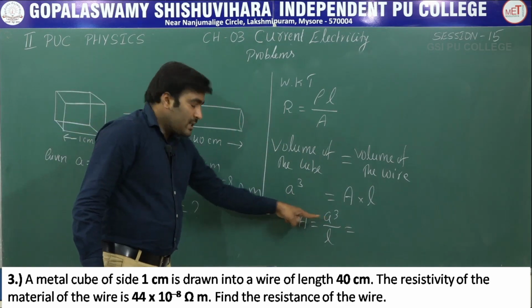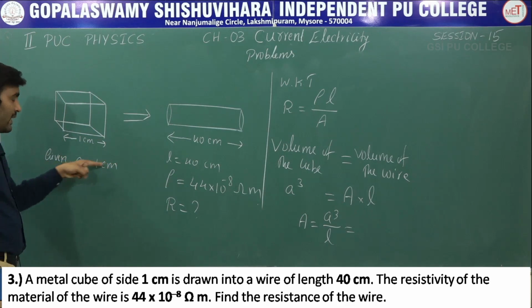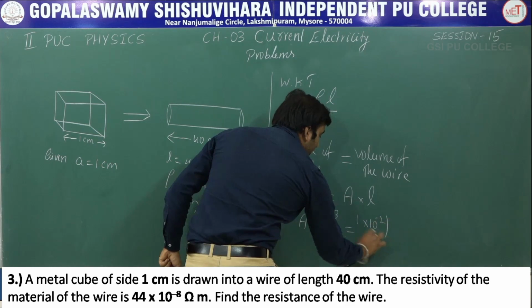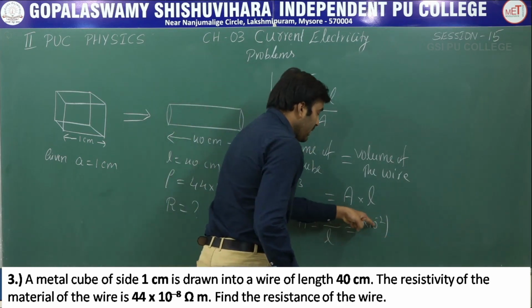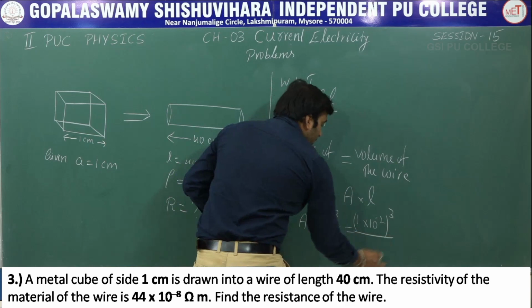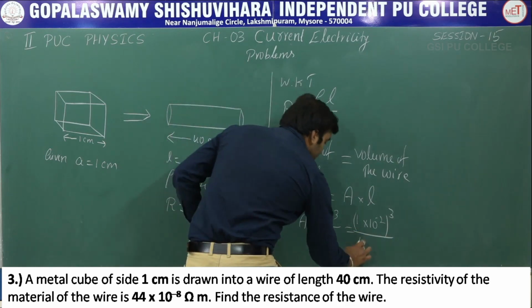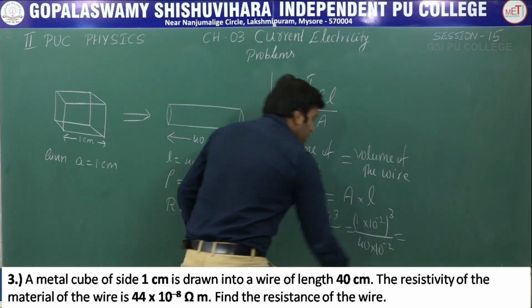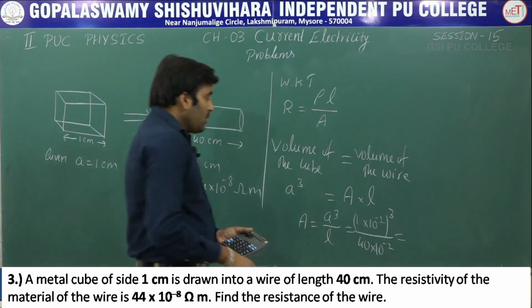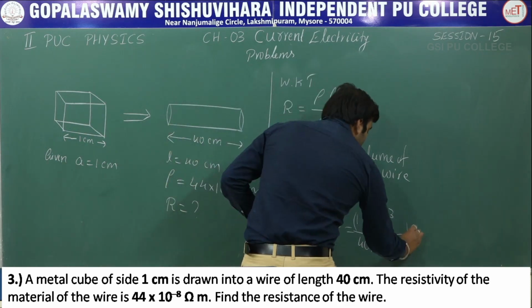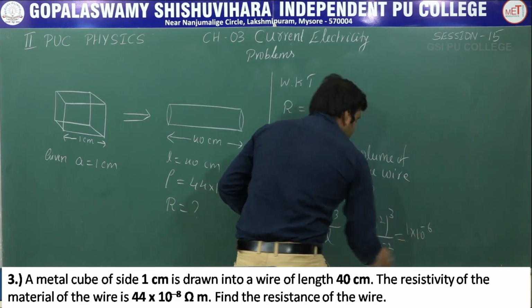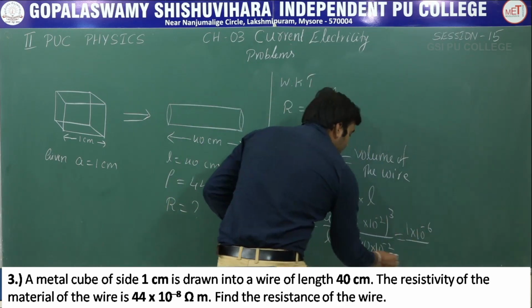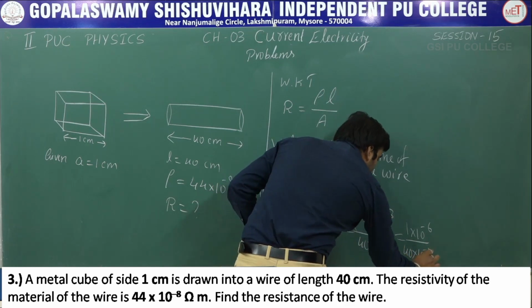We know the value of A is 1 centimeter. I will convert that into SI unit. So 1 centimeter is 1 into 10 power minus 2, the whole cube, divided by the length of the wire, which is 40 centimeter, so 40 into 10 power minus 2. Let us do this calculation. 1 into 10 power minus 2 whole cube will be 1 into 10 power minus 6. 1 cube is 1, 10 power minus 2 cube is 10 power minus 6. This is divided by 40 into 10 power minus 2.